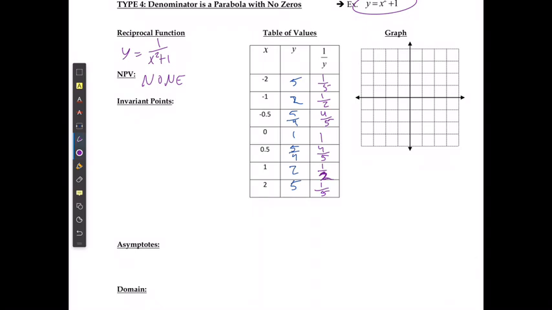The invariant point, it only looks like there's one, and that occurs at 0 and 1. And for the asymptotes, well, I don't have any horizontal or vertical asymptotes from what I could see, so really I just have the y is equal to 0 asymptote.